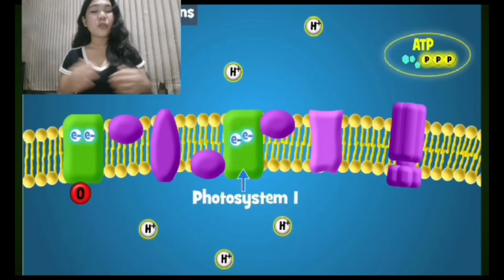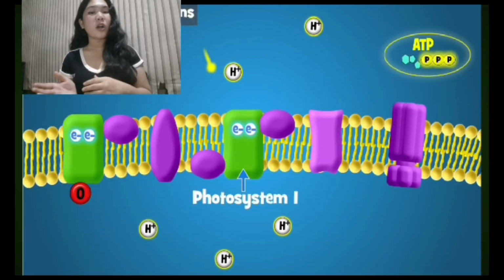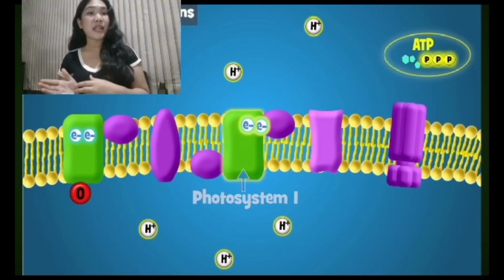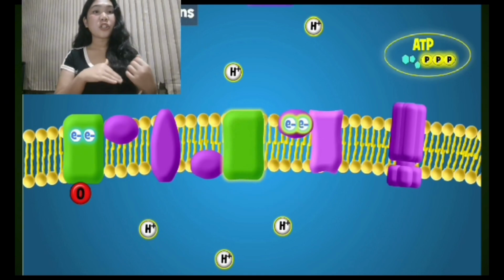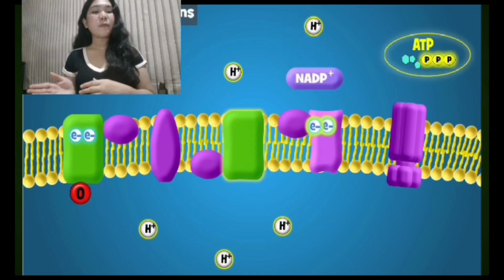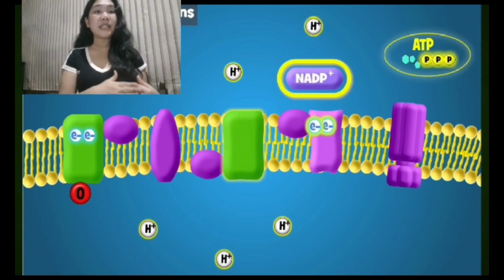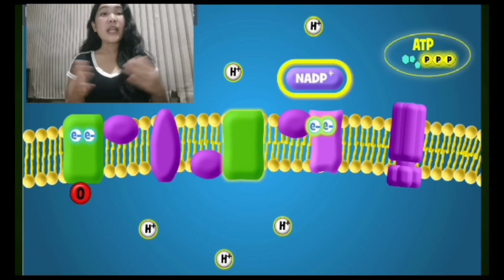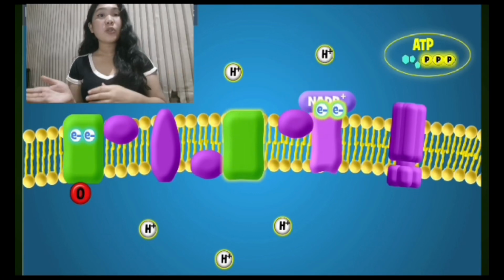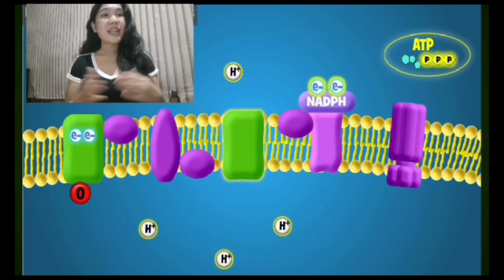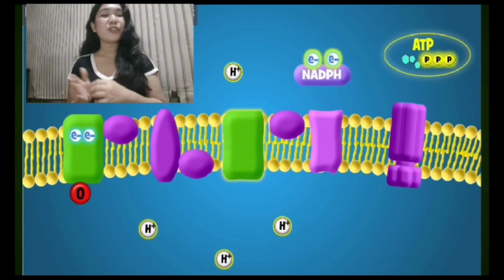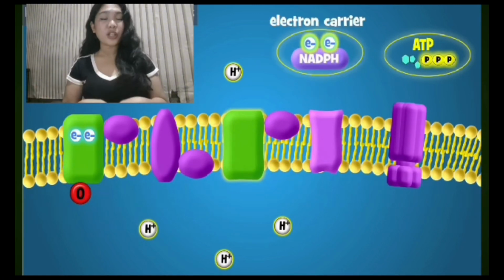So going back to the process, in photosystem 1 is where the light excites them once again. They travel down a second, shorter electron transport chain where they are accepted by a molecule called NADP+. When it accepts the electrons, it also accepts hydrogen and becomes NADPH. NADPH is also an electron carrier and another key product of the light-dependent reaction.